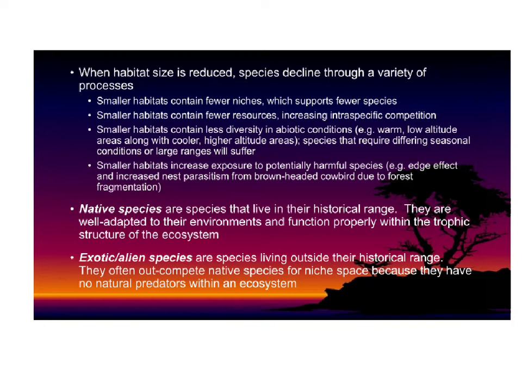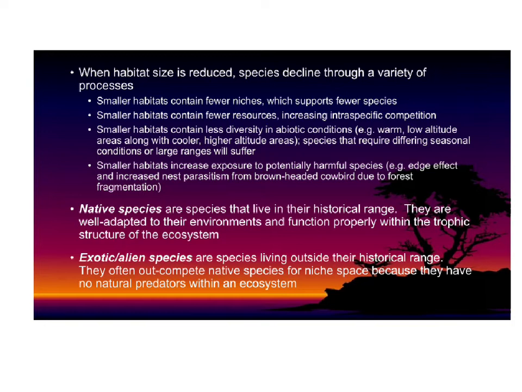Smaller habitats also increase exposure to potentially harmful species. There's an example that I'm going to use both here and a little bit later on. There's what we call the edge effect. The greater the fragmentation of the ecosystem, the more edges there are, meaning that there's going to be more edges, transition zones between one type of habitat to another, like parkland to housing development or grassland to forest. And these edges actually increase chances for species to come into contact with stuff that's potentially harmful, potentially other species.